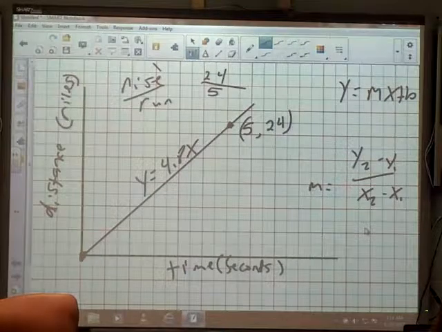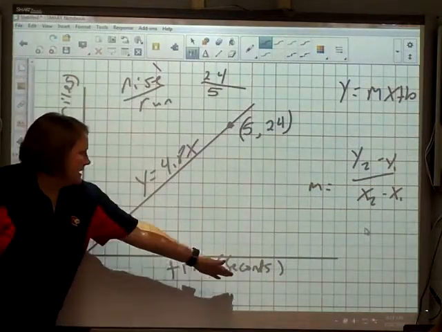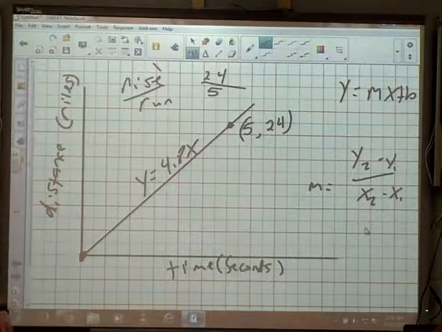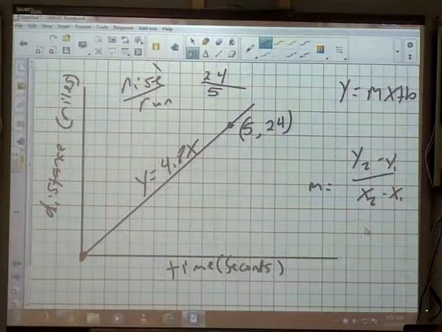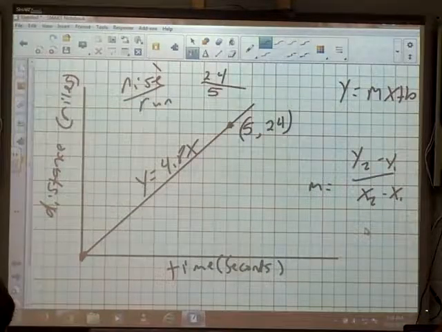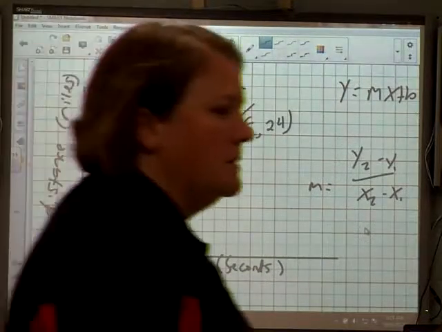And slope is a rate of change. So for every second I travel, I'm going 4.8 miles. Pretty neat to think about it that way. All right, now, there was a follow-up question. You can go and read it because I forgot it too. Don't worry, it wasn't just you.